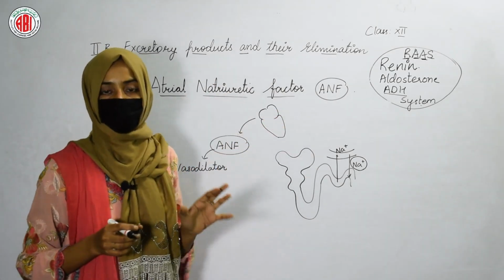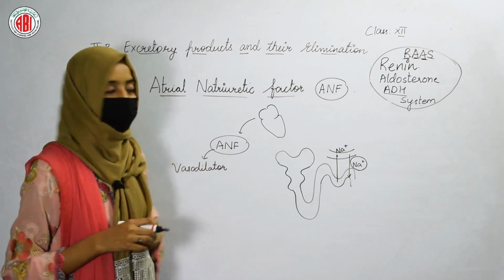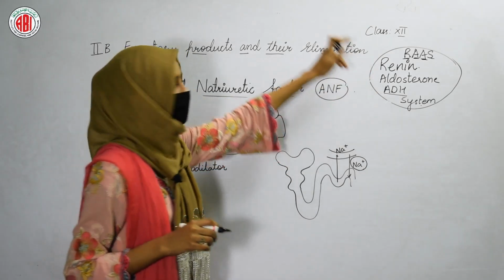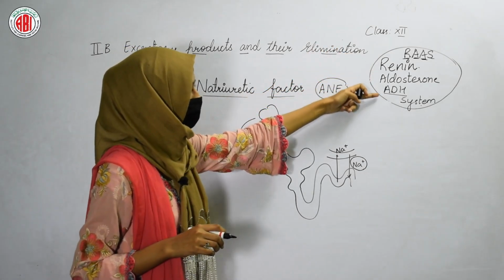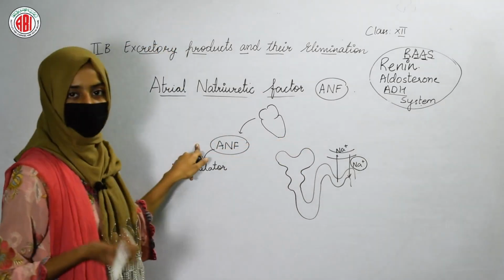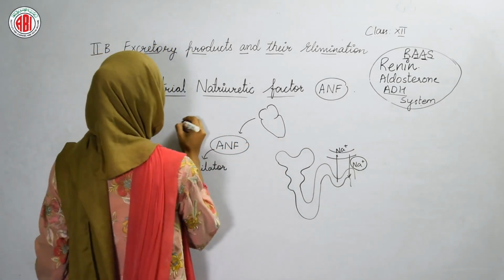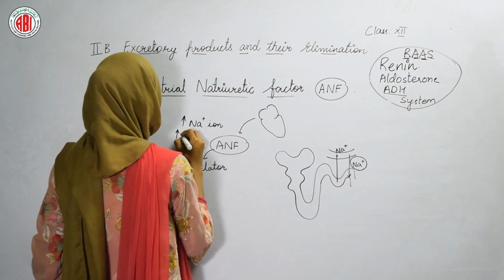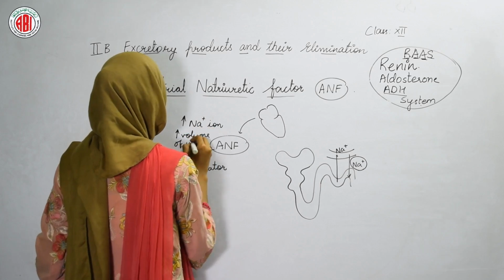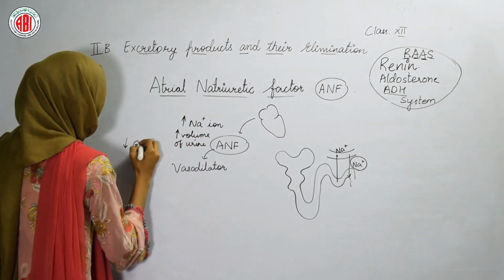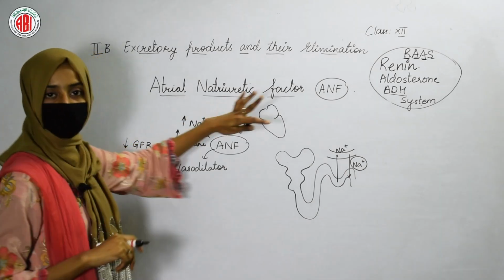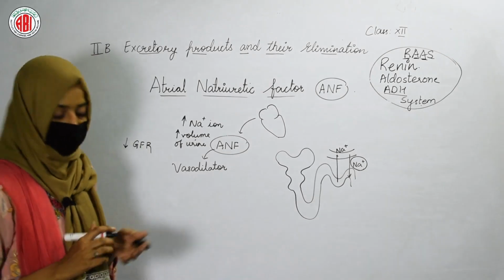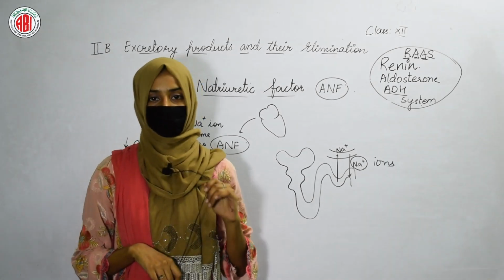This is how the blood pressure becomes normal by the action of these two factors: one is atrial natriuretic factor and the other is RAS. RAS is nothing but the hormones renin, aldosterone, ADH system. The action of ANF includes increasing the sodium ion concentration in our urine and increasing the volume of urine, by which the GFR decreases. So the increase in the GFR and then the decrease in the GFR maintains the normal blood pressure. So this is about the RAS and ANF factor.